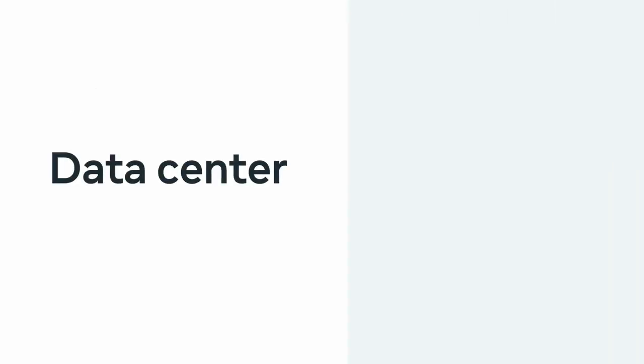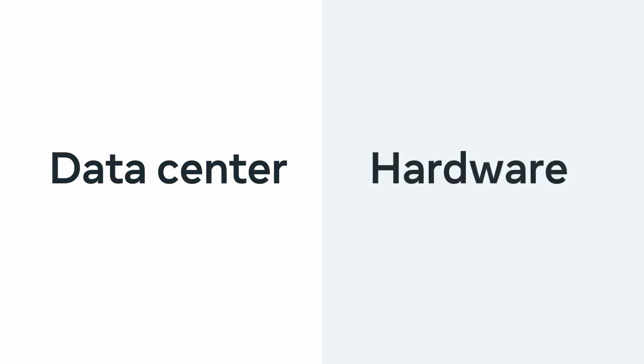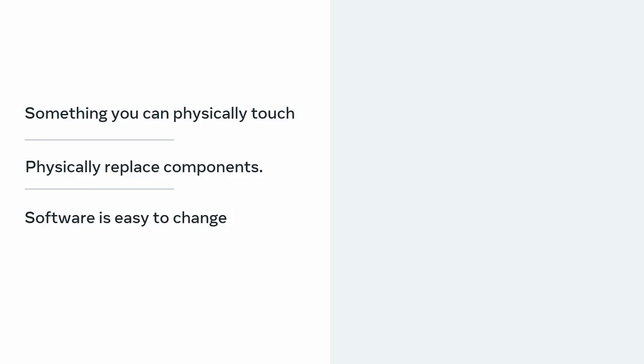Once the server hardware is installed in the data center, a piece of code can now run. The code that runs on the hardware is commonly known as software. One way I like to remember this is to think of hardware as something you can physically touch and is difficult to change, as you need to physically replace components. Software is soft or easy to change, you just replace the code running on the server.